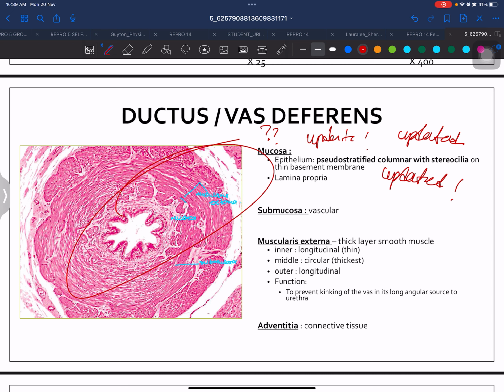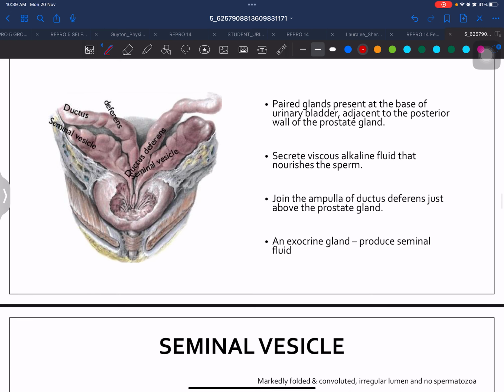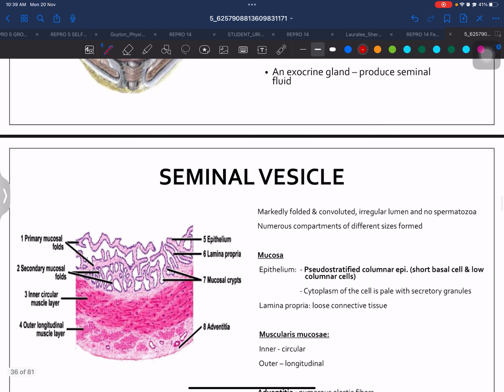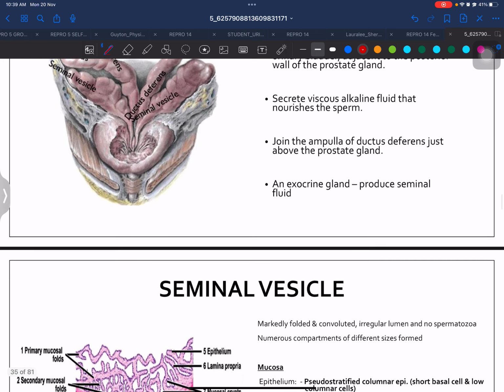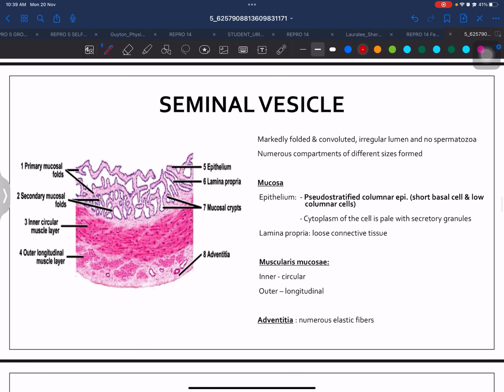So what we saw earlier was the ductus deferens. Usually this is the anatomical position of the ductus deferens, seminal vesicle, and the prostate gland. Both the ductus deferens and seminal vesicle pierce the prostate gland. These are the seminal vesicles, paired glands located at the base of the urinary bladder, adjacent to the posterior wall of the prostate gland.